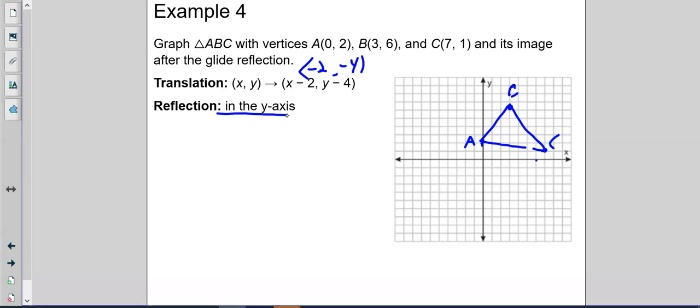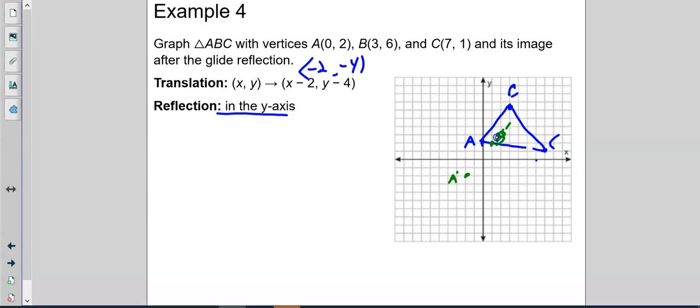So this is one of those compositions. So first we're going to move everything left 2 and down 4. So I'm going to count 1, 2 to the left, 1, 2, 3, 4. And here's my A prime. Okay, B, 1, 2 to the left, 1, 2, 3, 4. There's my B prime.